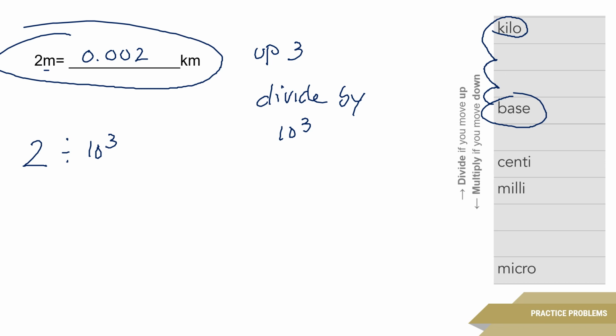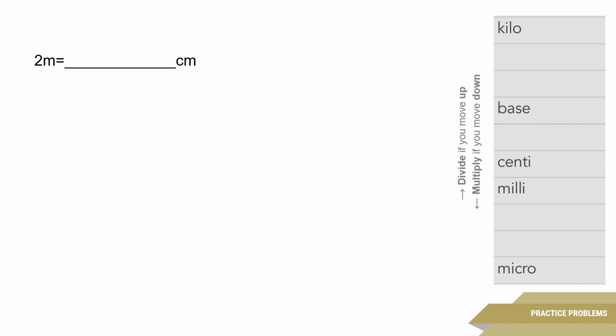You figure out where on the chart you start, whether it's the base or milli, centi, whatever, and you determine how many steps you have to move up or down to get to the next correct prefix you're trying to convert to, and you just do either multiply or divide. We'll do a few more examples though.